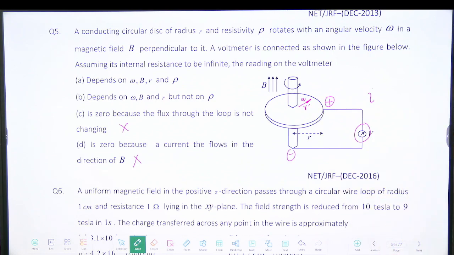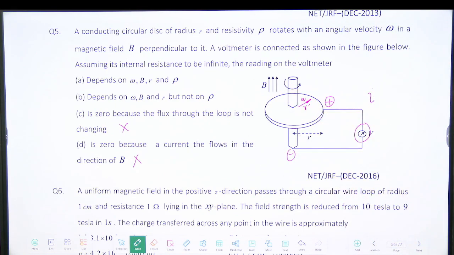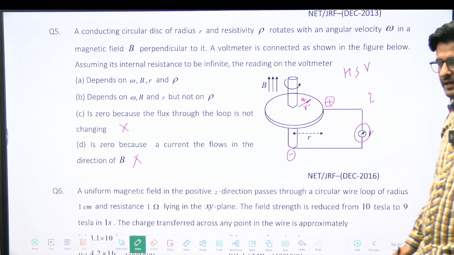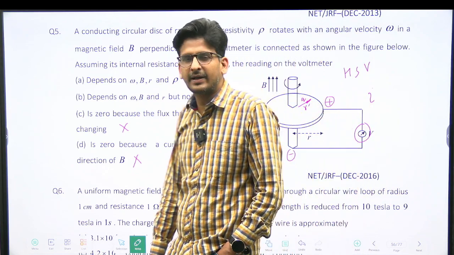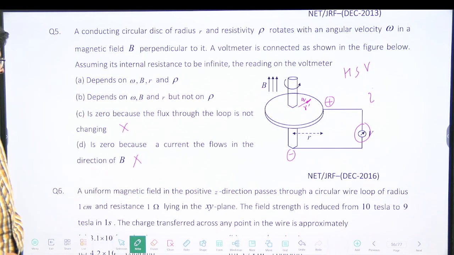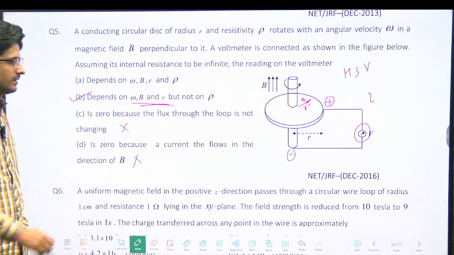Okay, so the reading on the voltmeter, and this is an ideal voltmeter because they have given it has, you know, high resistance in series, right? High resistance in series is a voltmeter. So it already has high resistance in series. So it will not be affected by the resistance of this body. But current will be affected. When you calculate current, it will be voltage upon resistance. So that will be affected. Okay. So which option is correct? It depends on omega, B and R, it is obvious, but not on the rho.